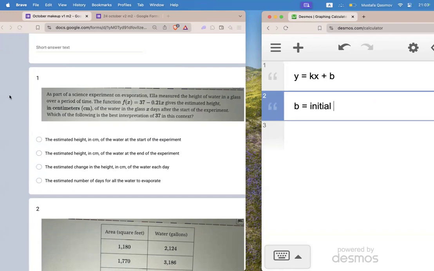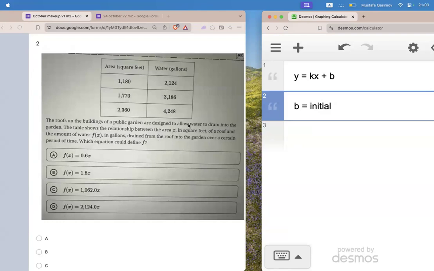A represents the 37. Estimated date, at the end of, is f of x itself or y. Estimated change, because they change each day, is the slope 0.21. Estimated number of days is x, because x represents the number of days. So the answer is A here shortly.